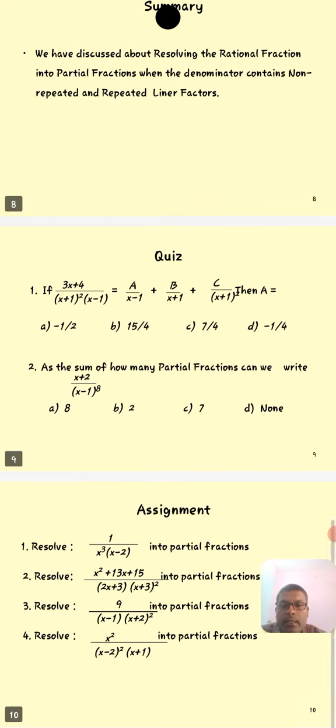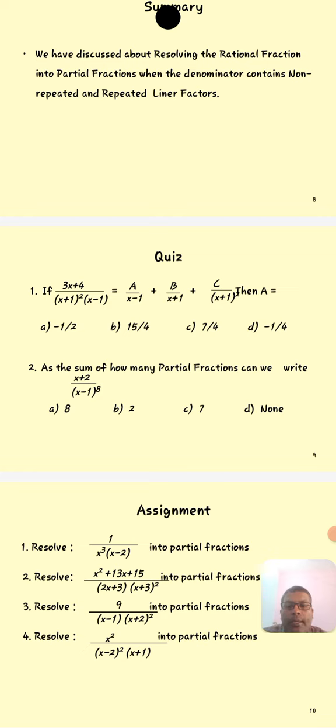Now we see the third problem. Resolve 9 divided by x minus 1 into x plus 2 whole square into partial fractions. You observe here also in the denominator x minus 1 is non-repeated and x plus 2 is repeated. How to write the partial fraction format? A by x minus 1 plus b by x plus 2 plus c by x plus 2 whole square. Now we can do the LCM part. In the denominator part cancel. After getting the simplification using the substitution method, we have to find the a value and also b value and also c value. Are you clear? Same type of problem 1, 2, 3.